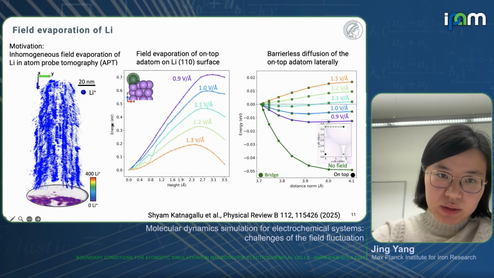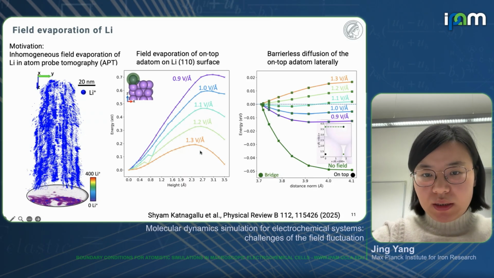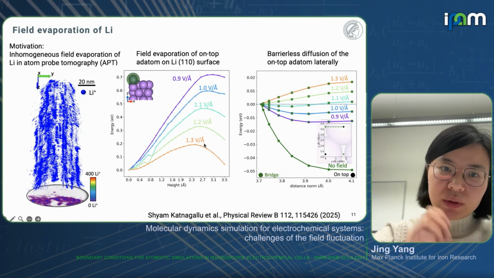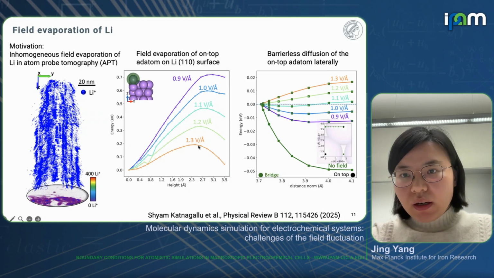And this plot shows the energy versus the height of this adatom. And as you can see, even at this maximum field of 1.3, you still have quite a significant barrier for this evaporation to happen, about 0.13.